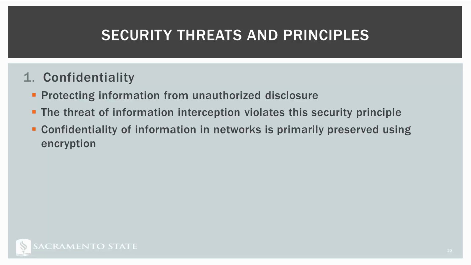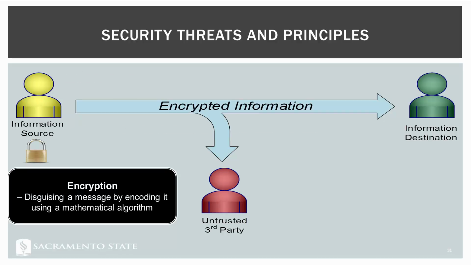Confidentiality is, well, us wanting to keep our information hidden from people who aren't supposed to see it, or organizations who aren't supposed to see it. We don't want it to be disclosed outside of those that are authorized to see the information. And so information interception violates that. Now, in networks and in computers, we tend to protect confidentiality by using something called encryption. So here's how encryption works.